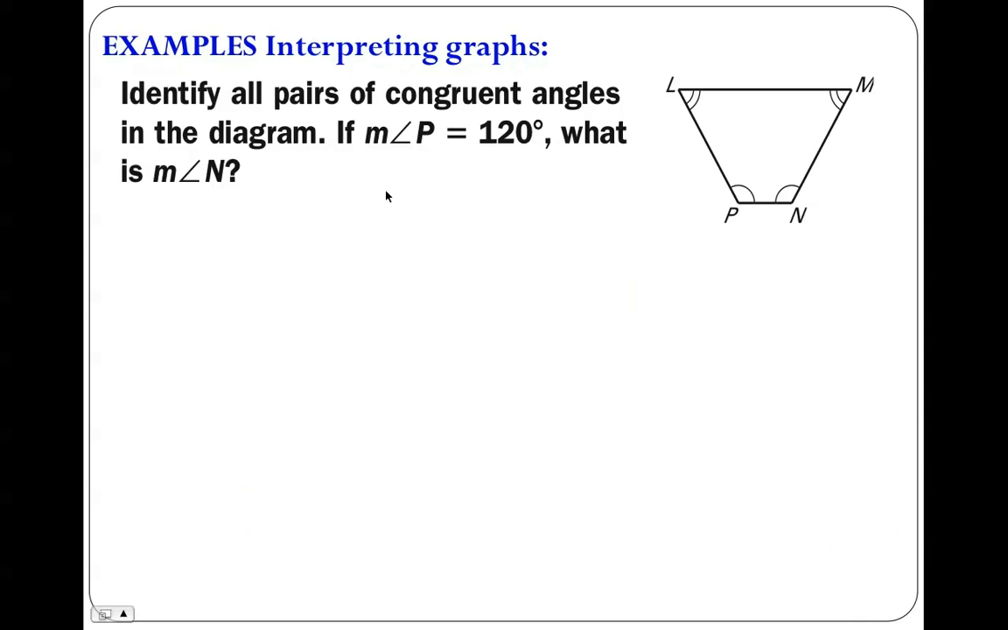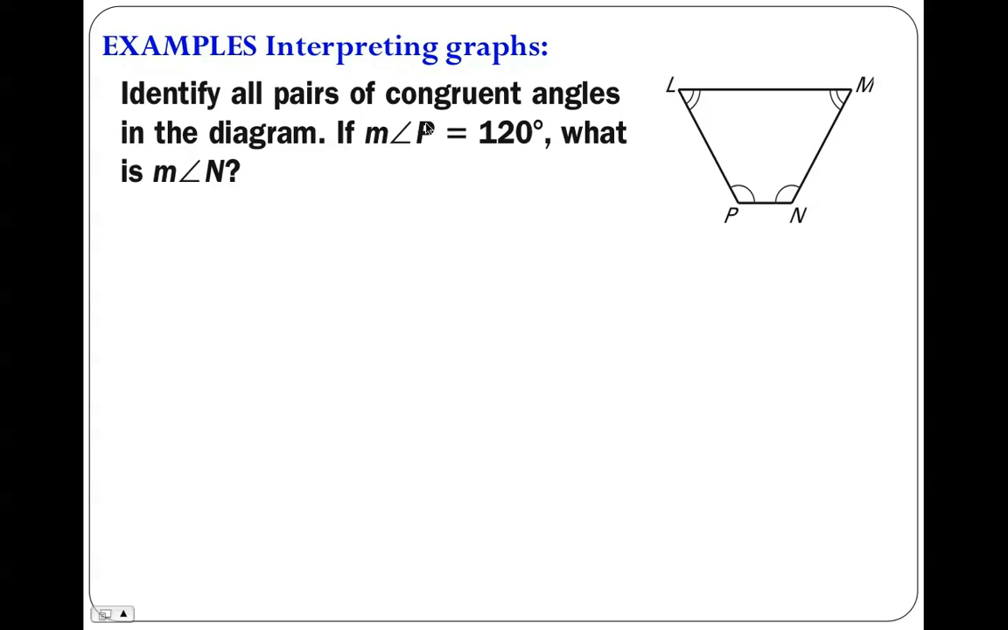And then here we have another thing, and just to practice interpreting graphs. You have a trapezoid right here. And notice how you have these double arc marks right here. That one and that one. And then you have single arc marks. Now, these two, since they're both double, that means that that angle L must be congruent to that angle M.